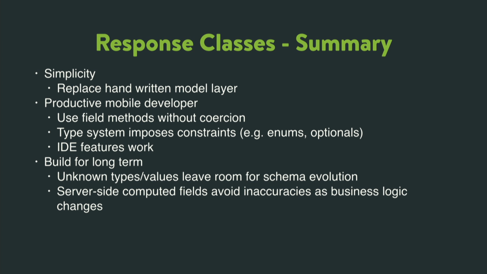So in summary for the response classes, we simplified things by avoiding a handwritten model layer. We integrated well with the type system, and we left room for schema evolution. And in addition to that, we left room for the business logic to change without having inaccuracies by just being able to add fields to the schema that are computed fields. And we use that liberally to keep code that we classify as business logic out of the client.